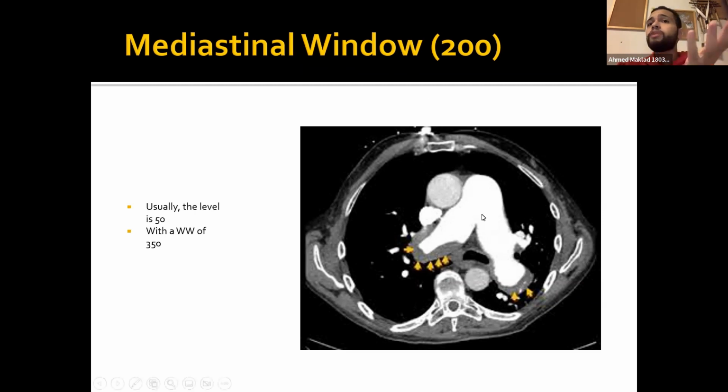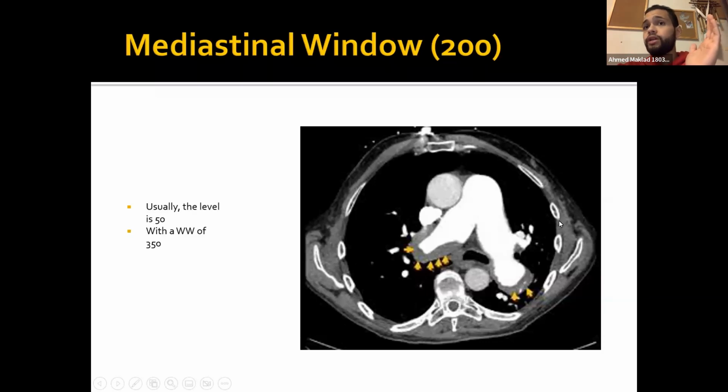And here, you want to eliminate everything, right? So what you do is you put the level on level 50. Remember what we said about the lung? It's -200 to -600. When you put the level on 50, the lung is eliminated. It's gone, right? So -200, -600, all of that is eliminated. So if you look at the lungs right here, black, darkness, you can't see anything, all right?